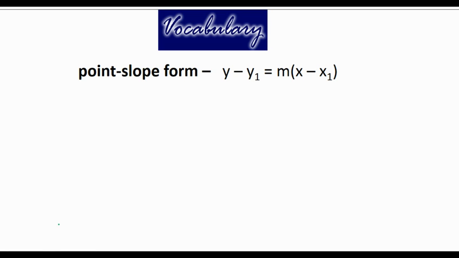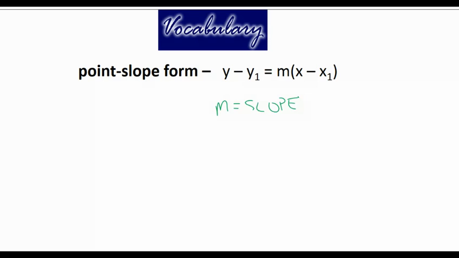Okay, we're going to talk about point slope form today. So point slope form is the equation that follows. y minus y sub 1 equals m times parentheses x minus x sub 1. And in this equation, y and x are always y and x. m will always be the slope as it is in slope-intercept form. And then finally we've got a point as well.